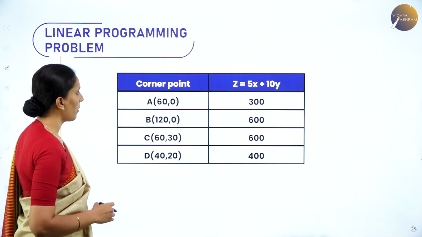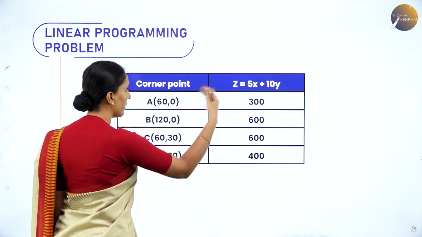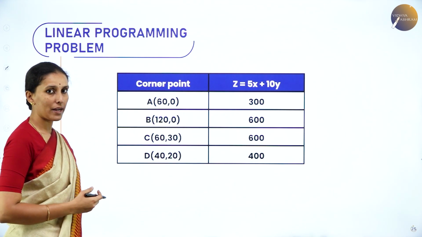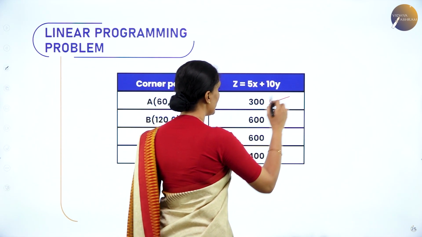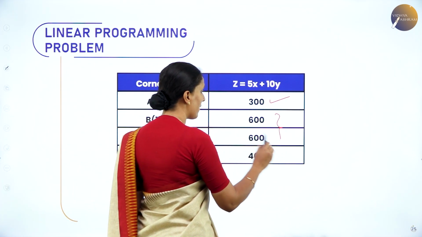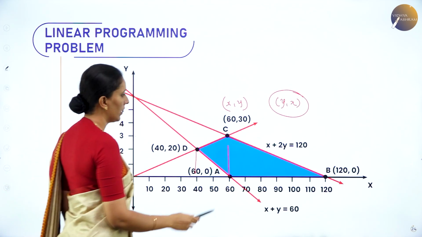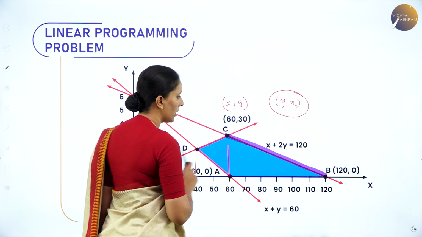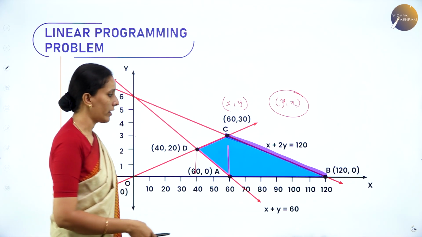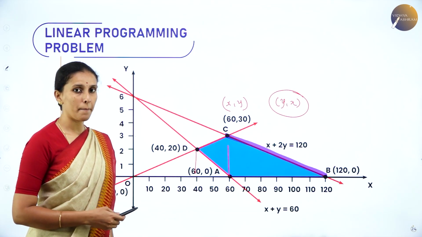Next, use the corner points in the corner point table and substitute the values of x, y respectively in Z and find the solution. Now for this question, we have both minimize and maximize. Therefore, the minimum value of Z is 300 at the point (60, 0) and the maximum value is 600 at the line segment joining B and C. So inside the graph, the entire line segment BC will give you the maximum value of 600. Any point on the line segment will represent the maximum value for the given linear objective function.